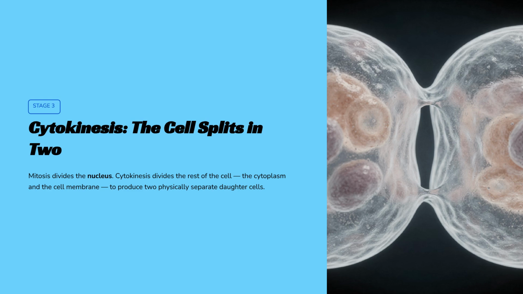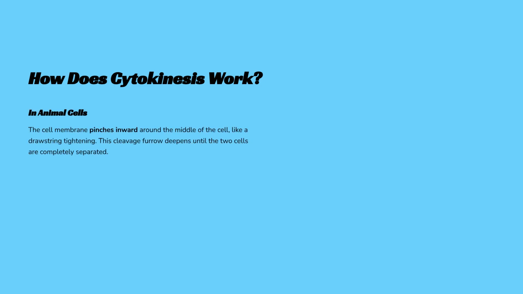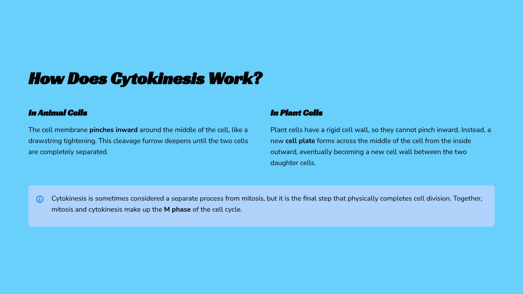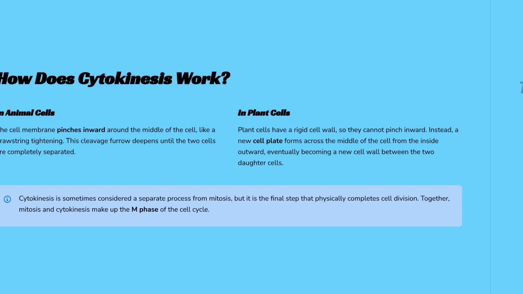Mitosis divides the nucleus. Cytokinesis is the final stage, dividing the rest of the cell, including the cytoplasm and cell membrane, to produce two physically separate daughter cells. In animal cells, the cell membrane pinches inward to form a cleavage furrow. In plant cells, a new cell plate forms across the middle, eventually becoming a new cell wall. Cytokinesis completes the M phase of the cell cycle.